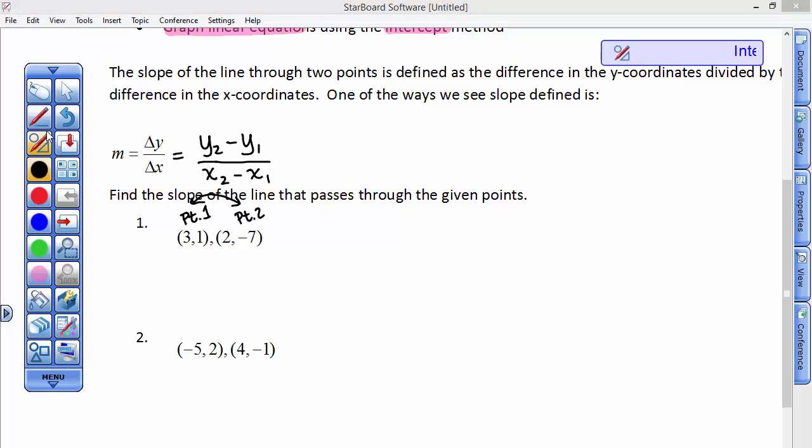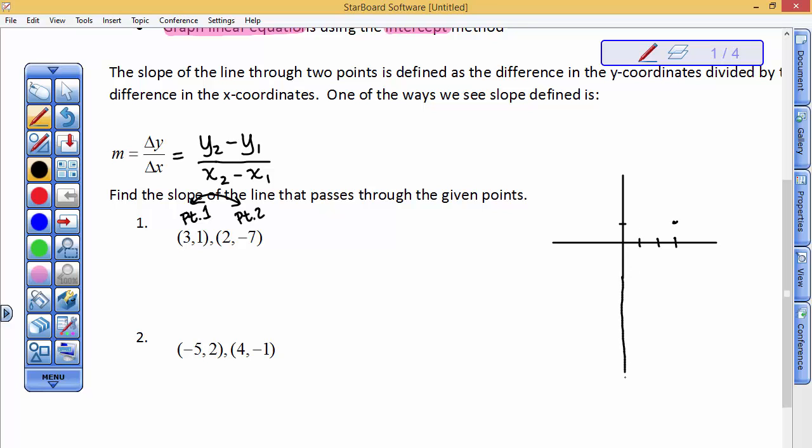I'm going to graph these two ordered pairs real quickly. So 3 comma 1 is to the right 3 and up 1, so there's that ordered pair. And 2 comma negative 7 goes to the right 2 and down 7. And I want to find the slope of the line that goes between those 2 points. So that's a very steep line, and so it has a very drastic slope.